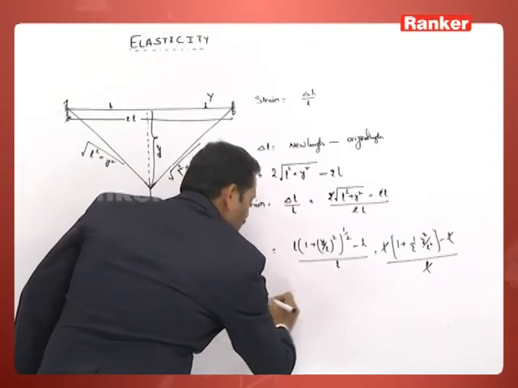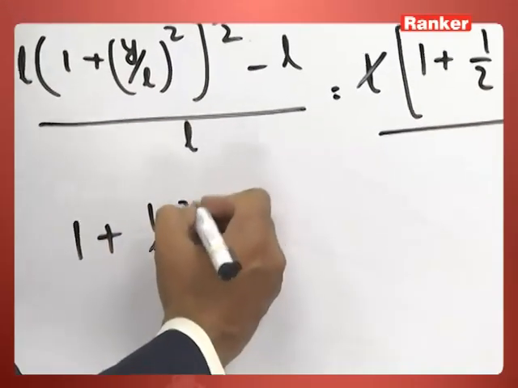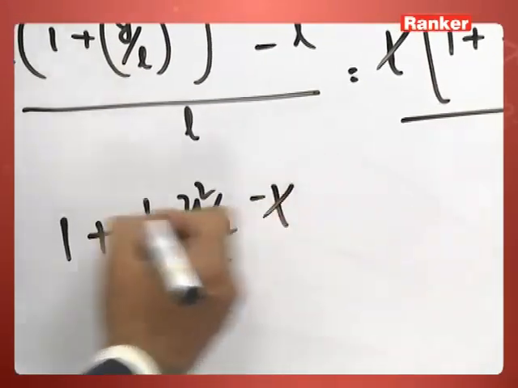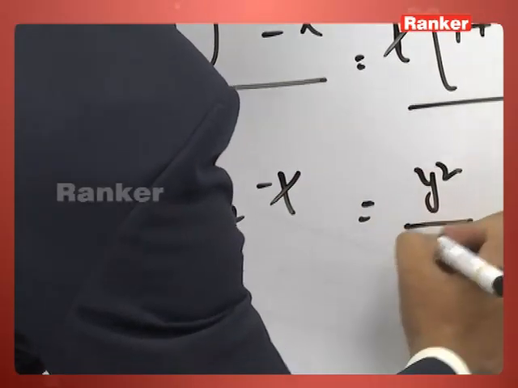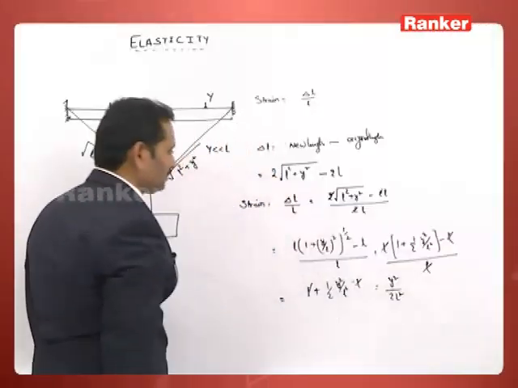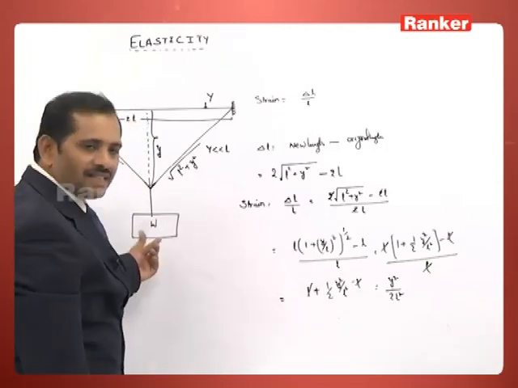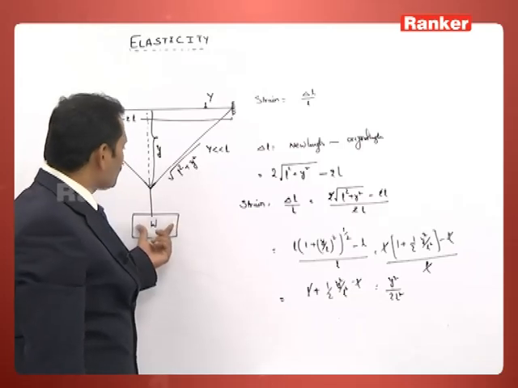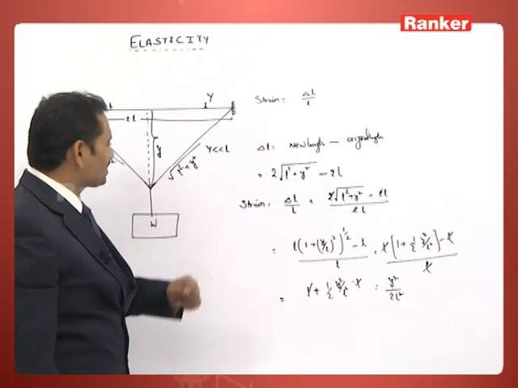Then strain equals 1 plus 1 by 2 y square by L square minus 1, cancelled. That is equal to y square by 2L square, the strain produced in the wire. Based on this topic, they can ask you stress. How to calculate stress?